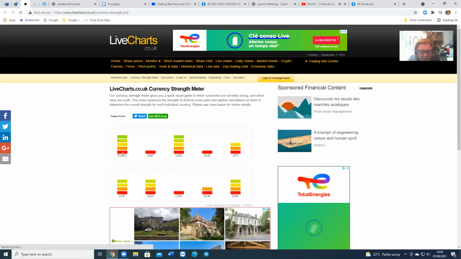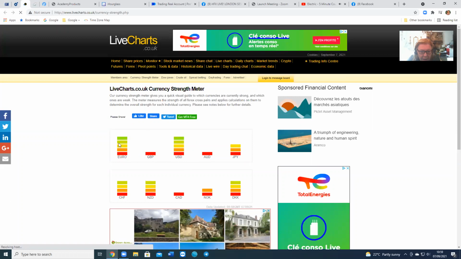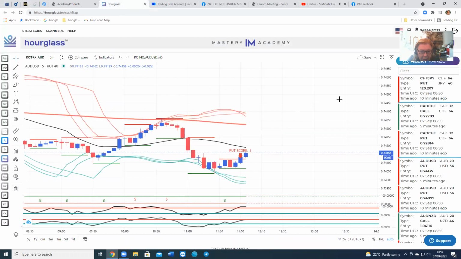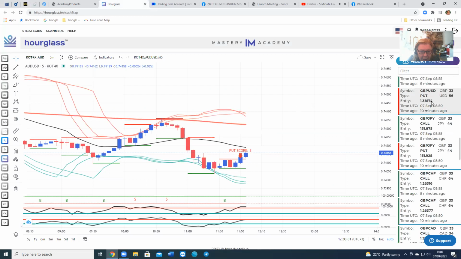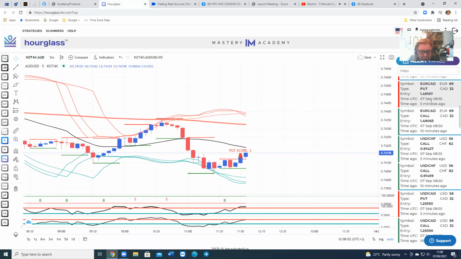But I don't trade Euro or GBP in the London session because they're active session pairs. These are what you call out of session pairs for London. So once I've looked at that, I'll come over to HourGlass and have a look and see what the dollar is doing as we're on the 11 o'clock candle.